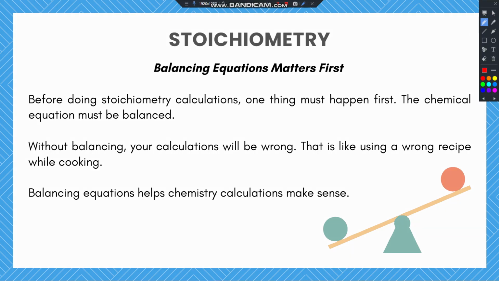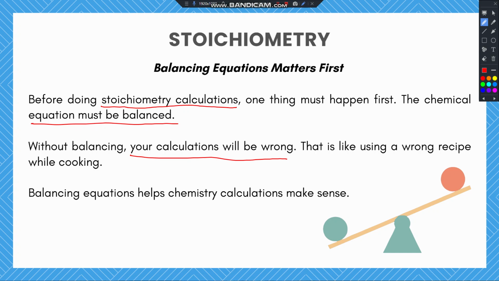You see, chemical equations are so important because before you do stoichiometry calculations, one thing must happen first. The equation must be balanced. You might be asking why. Well, without balancing your equations, your calculations will end up being wrong.